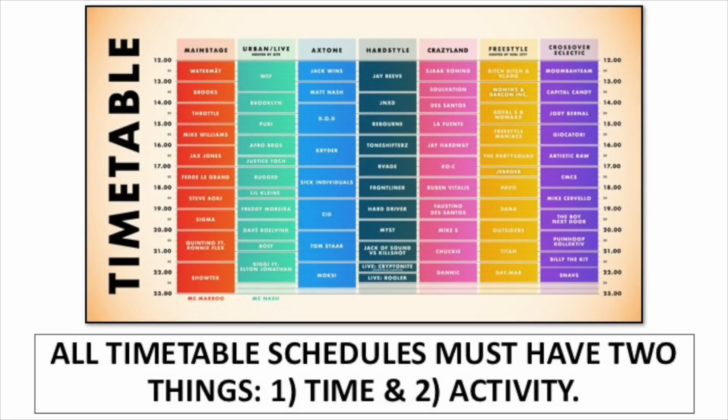All timetable schedules must have two things. Now, some have more, but every timetable must have at least two. The first one, time. Yes, all timetables need the time that the activity must be done. And the second thing, activity, the thing that we must do. So time and activity on every timetable.